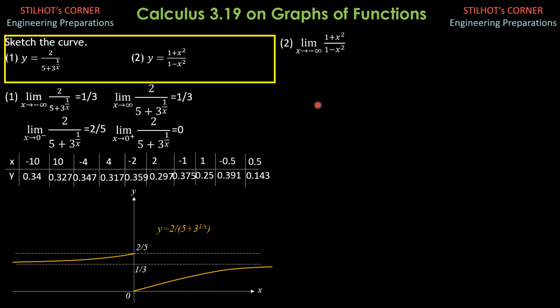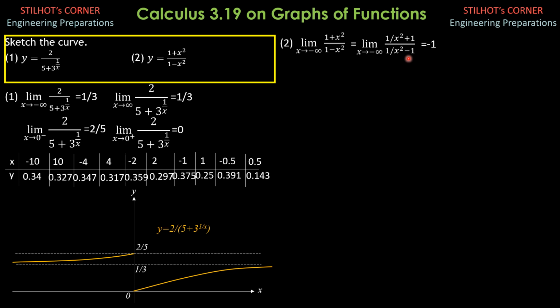So we also evaluate limits as x approaches negative infinity. But before that, we divide everything by x squared. So 1 over x squared plus 1 over 1 over x squared minus 1. And as x approaches negative infinity, this term is 0. This term is also 0. So 1 over negative 1 is negative 1.